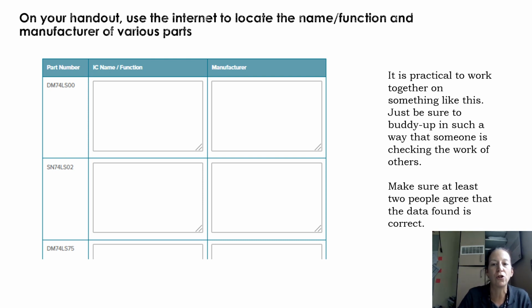So make sure at least two people agree that the data found is correct before you just go and copy it. And you should be looking up your own stuff too, and offering to double check for anybody that doesn't have it double checked for them.